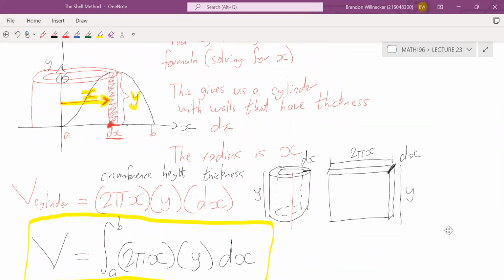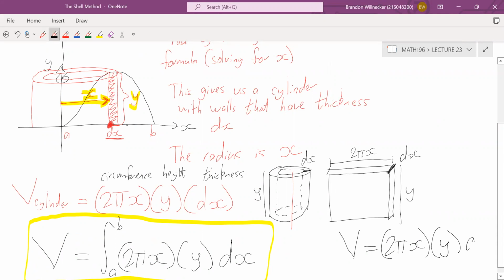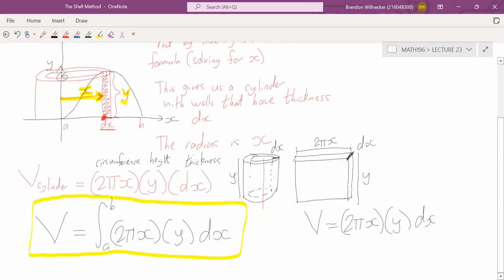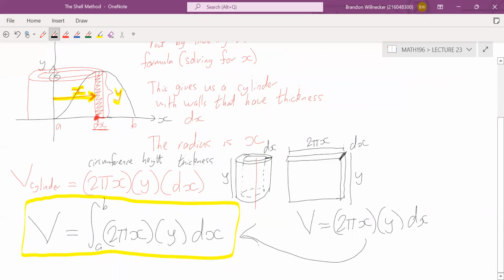Okay, so instead of finding the volume of the cylinder, we can find the volume of this prism. So how do we find the volume? It's just length times breadth times height. So it's going to be 2 pi x, that's the length of it. The height of here is y. What's the depth? That's dx. That's exactly what we get over here.